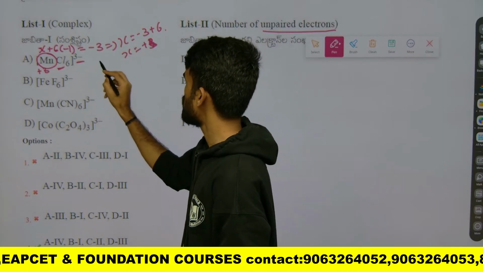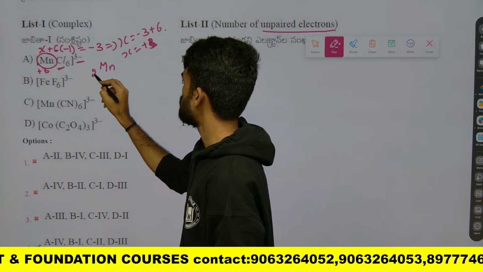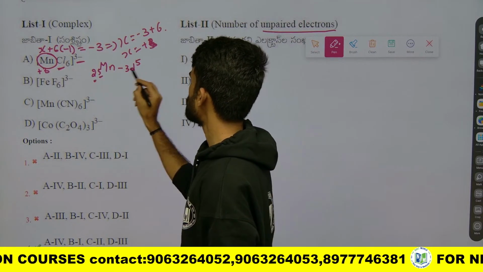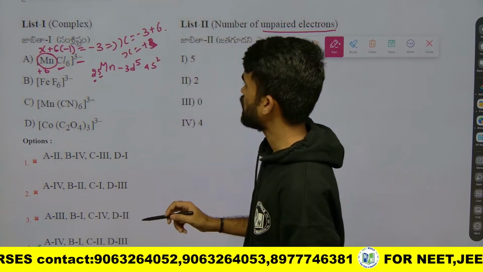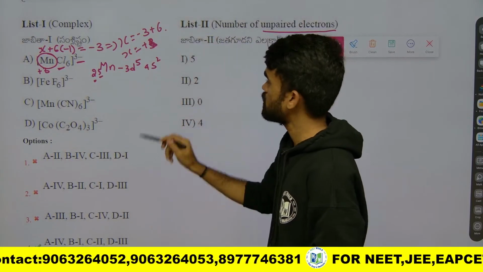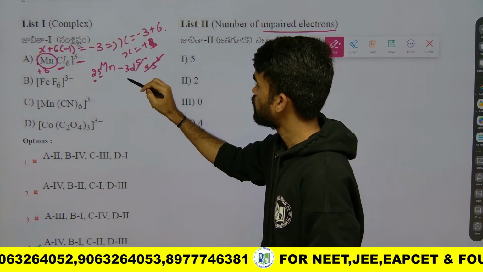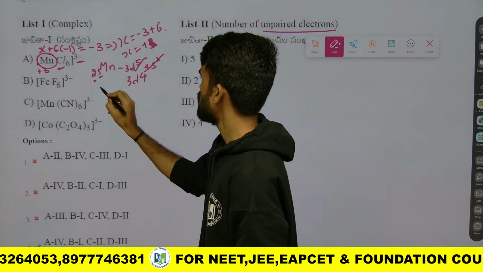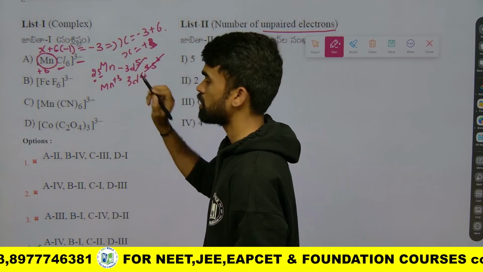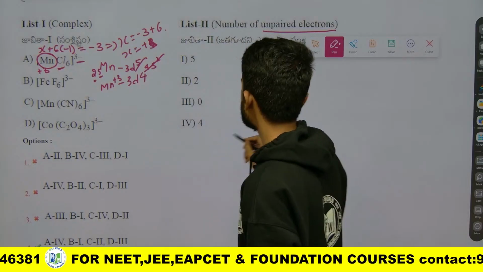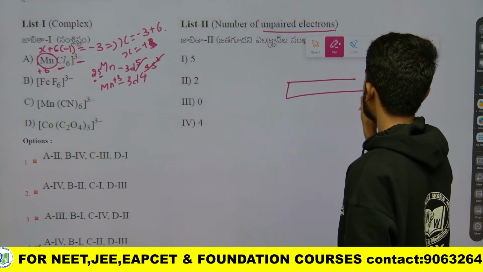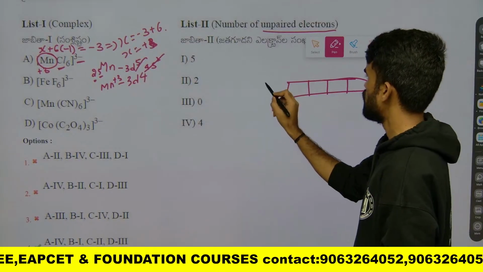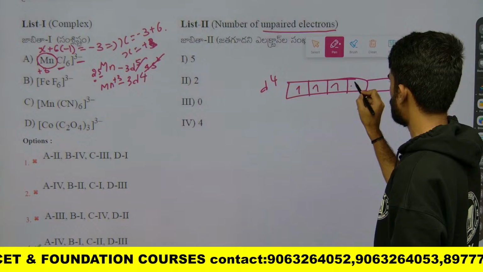So what is the electronic configuration of manganese? The atomic number is 25, so it will be 3d5, 4s2. From this, how many electrons do we need to remove? +3 means remove 3 electrons, 2 from here and 1 from here. So it will have a d4 configuration in the Mn+3 oxidation state. Okay, now d4 means take the orbitals of d4. I am writing d4 now. There are 5 d orbitals. d4 means 1, 2, 3, 4, like this.